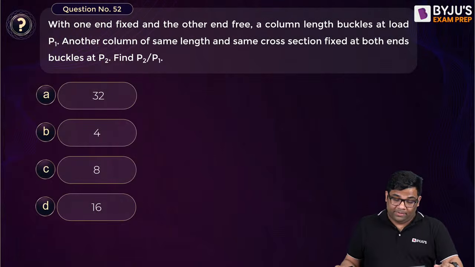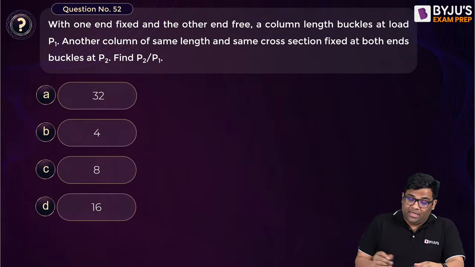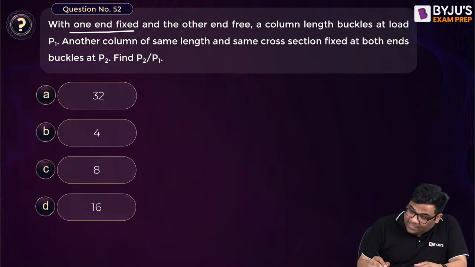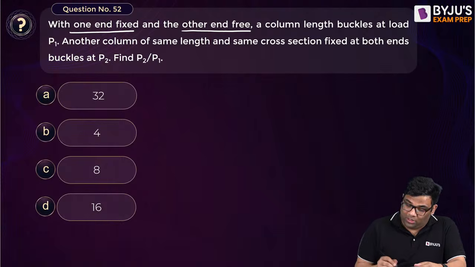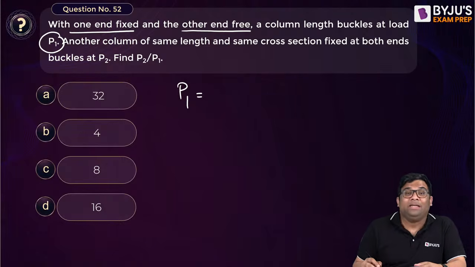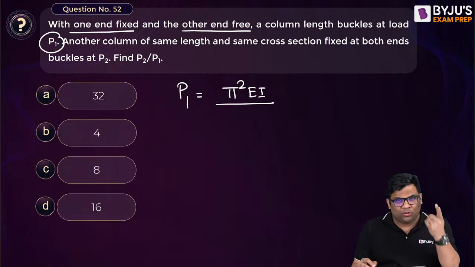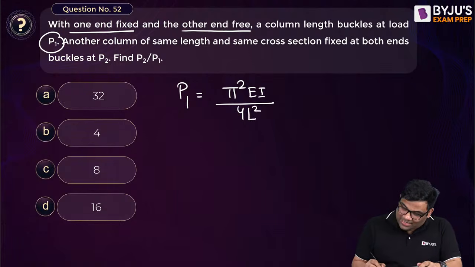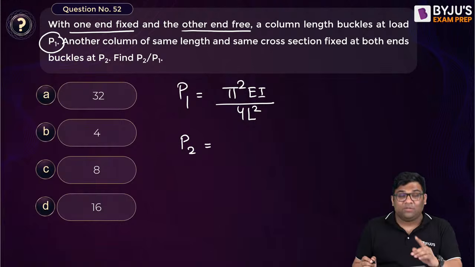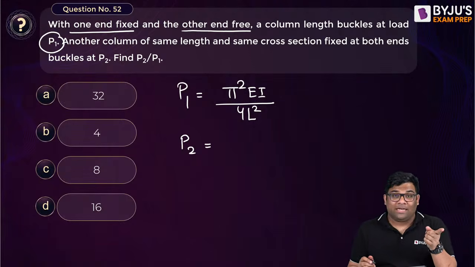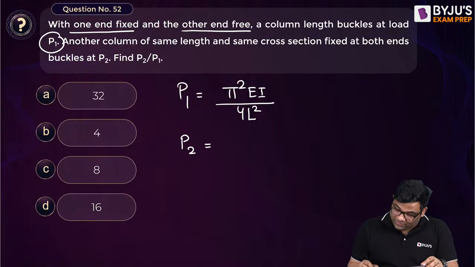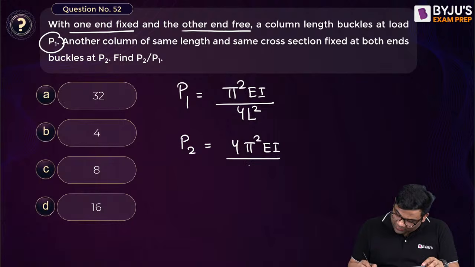Next, 52nd question. Column 1 has one end fixed and the other end free. That means pi square EI by 2L whole square, so 4L square. And the second one is fixed at both ends, so L by 2, which means 4 pi square EI by L square.